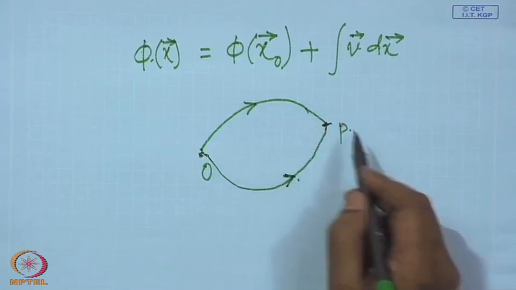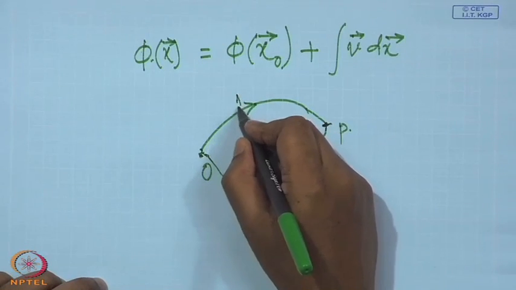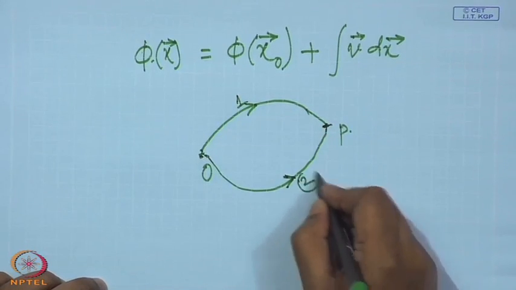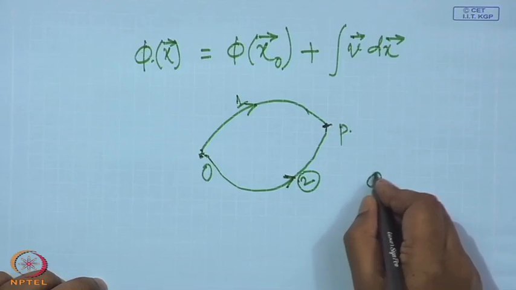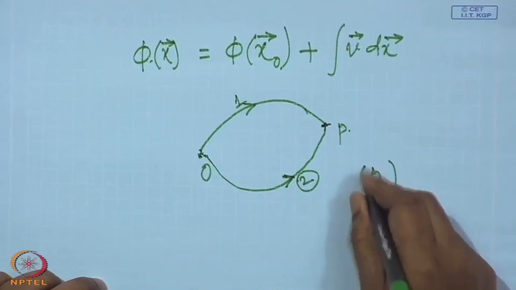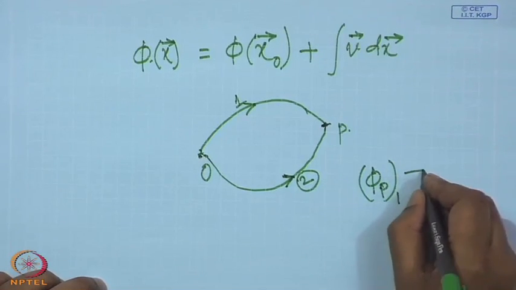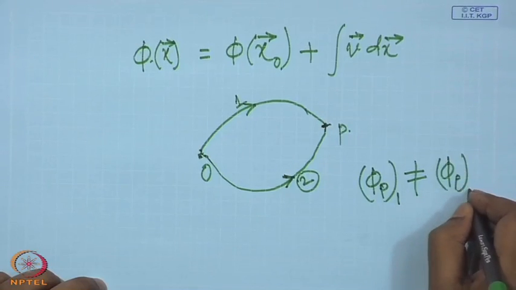If we follow this path, say we will call this path 1, path 2, so we will call it phi at P following path 1 is not equal to phi at P following path 2.